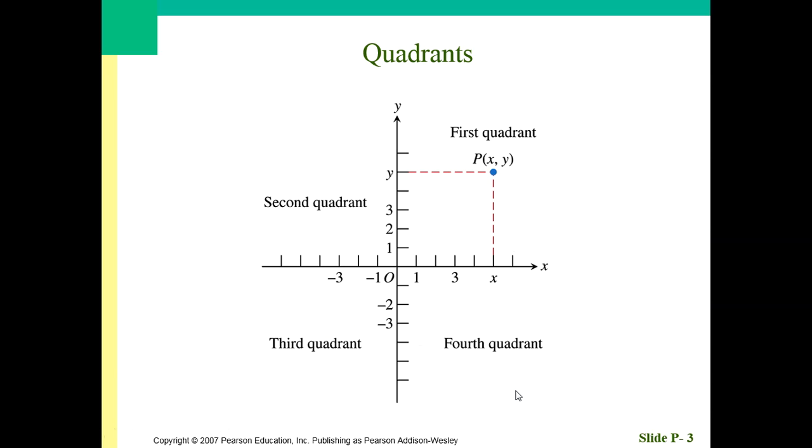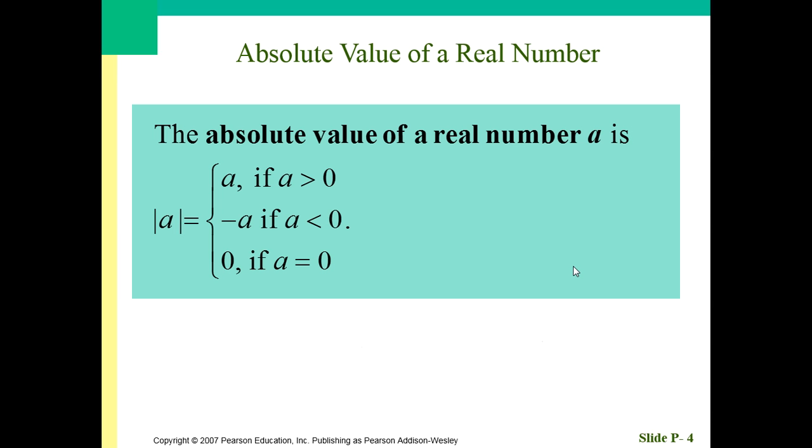You also know that we number our quadrants, that this is our first quadrant, the upper right-hand side. So first quadrant, second, third, and fourth, just moving counterclockwise around our Cartesian coordinate plane. So these aren't new to you. You've seen them before. No big deal, but we just got to refresh our memories on that.